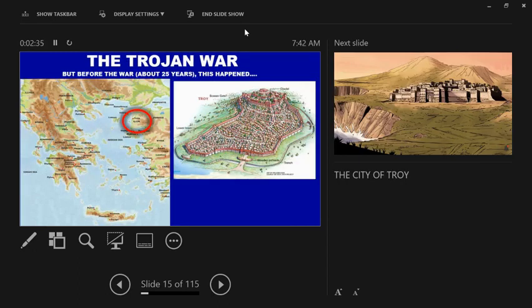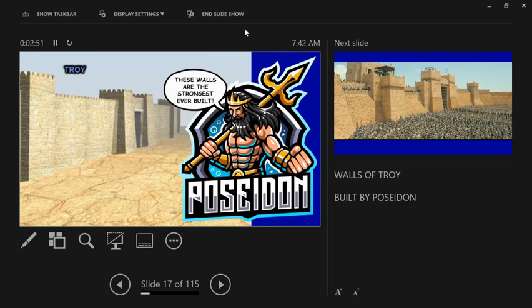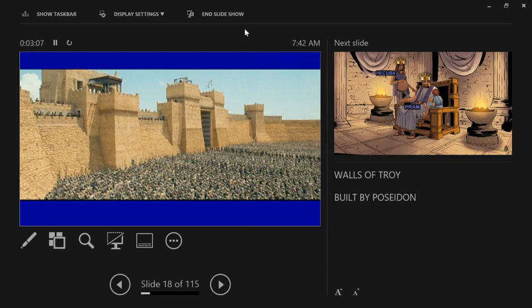So let's go to the Trojan War about 25 years before the war. There's the city of Troy. And Troy has massive walls. The walls were built by Poseidon, the god of the sea. He built these walls so tall and so thick that no army could ever penetrate these walls. And you can get a sense of just how large these walls are in this image right here.